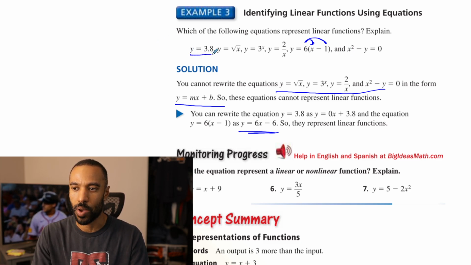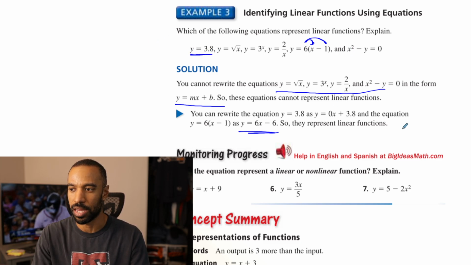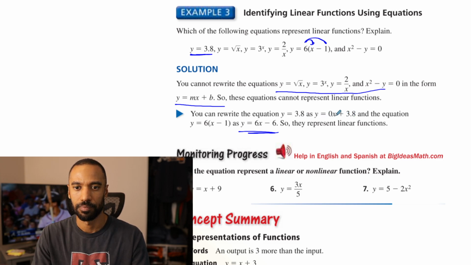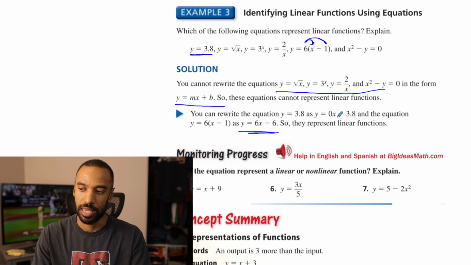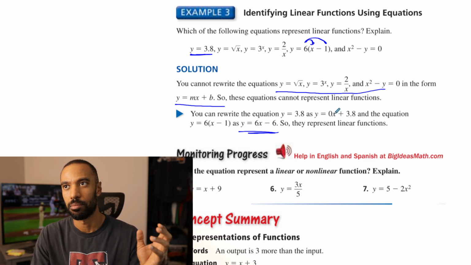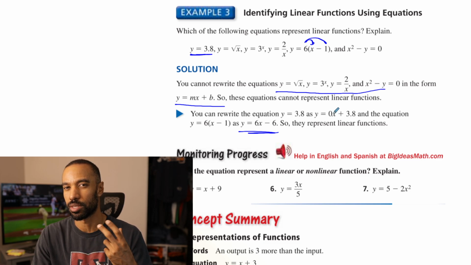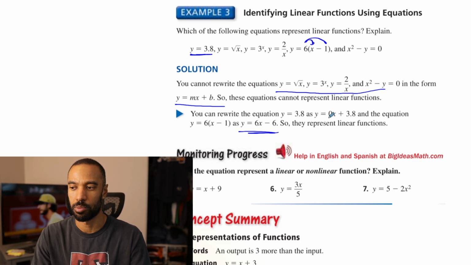Now, the one that I skipped was y equals 3.8. Let's go back to that one again. That can be rewritten as y equals 0x plus 3.8. As I'll remind you again, the x can disappear. That doesn't mean that it can't be present if you do something specific with it. In this case, multiply it by 0, right? If the x term isn't there, it must mean that that m value is 0.